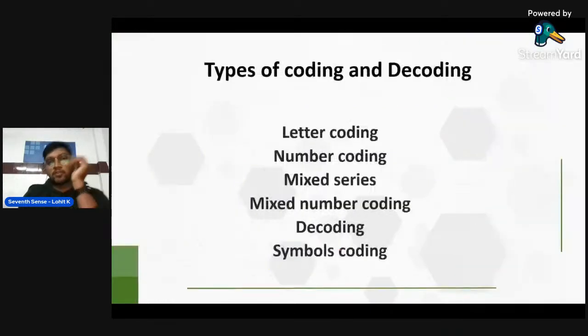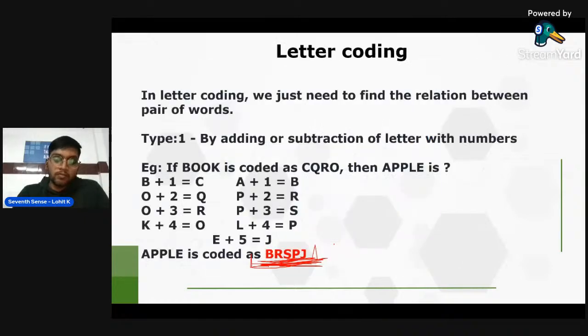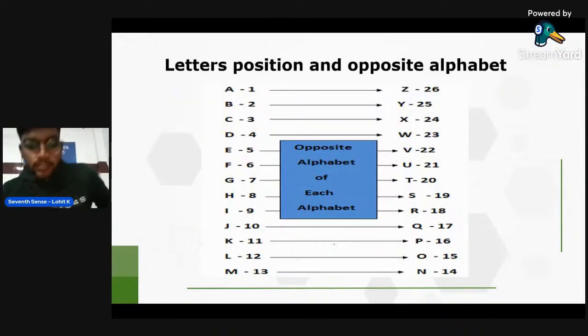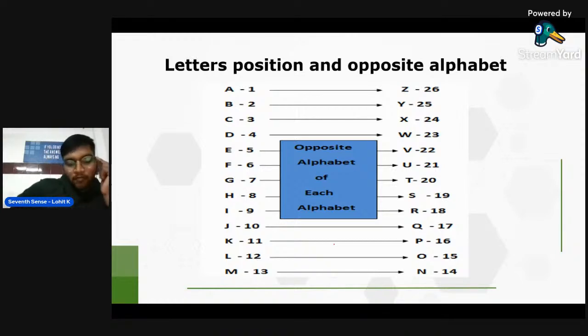Now see the types of coding and decoding you're going to have. You'll have letter coding, number coding, mixed series, mixed number coding, decoding and symbols coding. Each type we are going to see here, and we're going to solve some basic examples on each. Let's start with letter positions. It is very important that you learn the alphabets, the number of alphabets, as we discussed in letter series. That is very important for this topic also. So make sure that you learn that particular part.